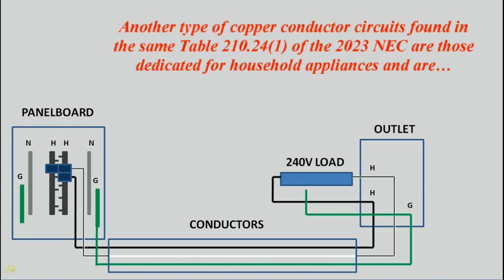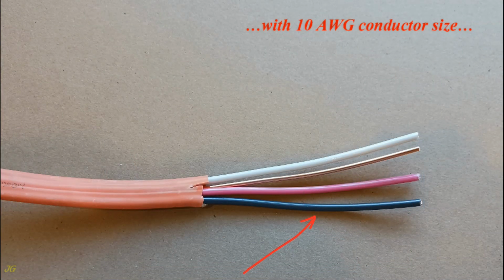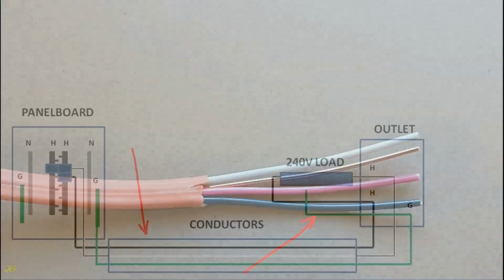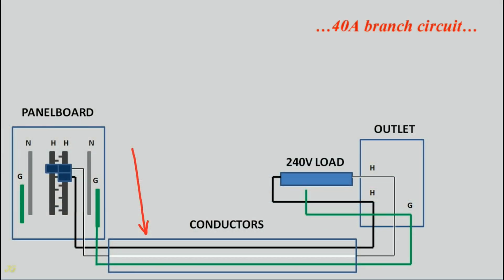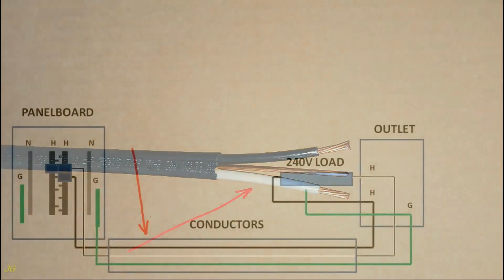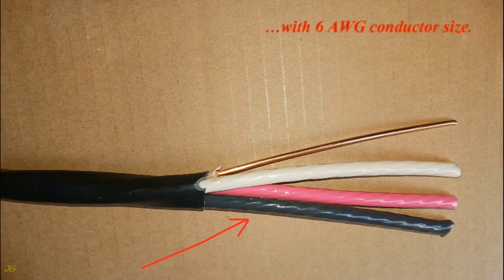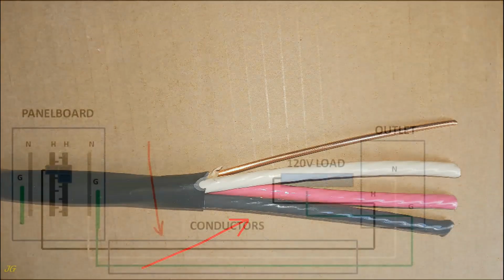Another type of copper conductor circuits found in the same Table 210.24.1 of the 2023 NEC are those dedicated for household appliances and are 30 amps branch circuit with 10 gauge conductor size, 40 amps branch circuit with 8 gauge conductor size, and 50 amps branch circuit with 6 gauge conductor size.